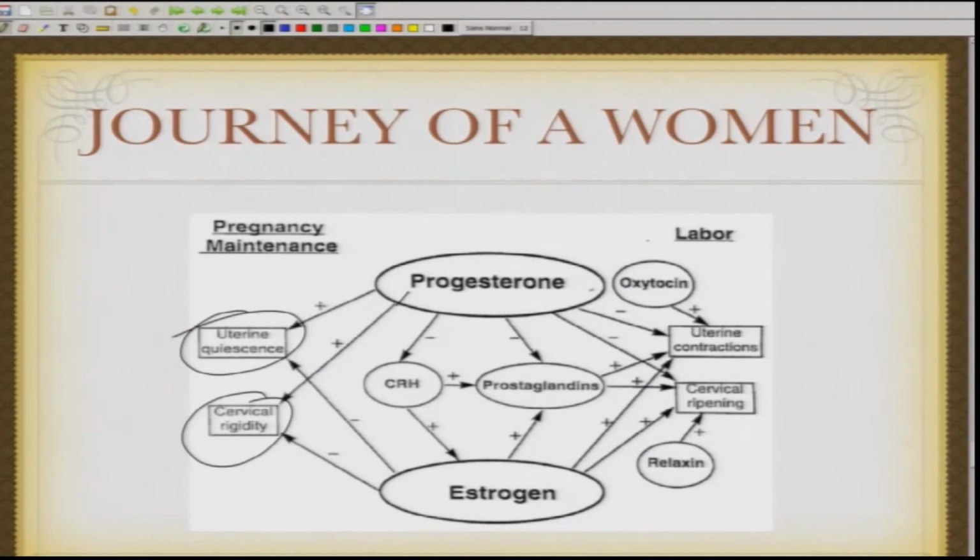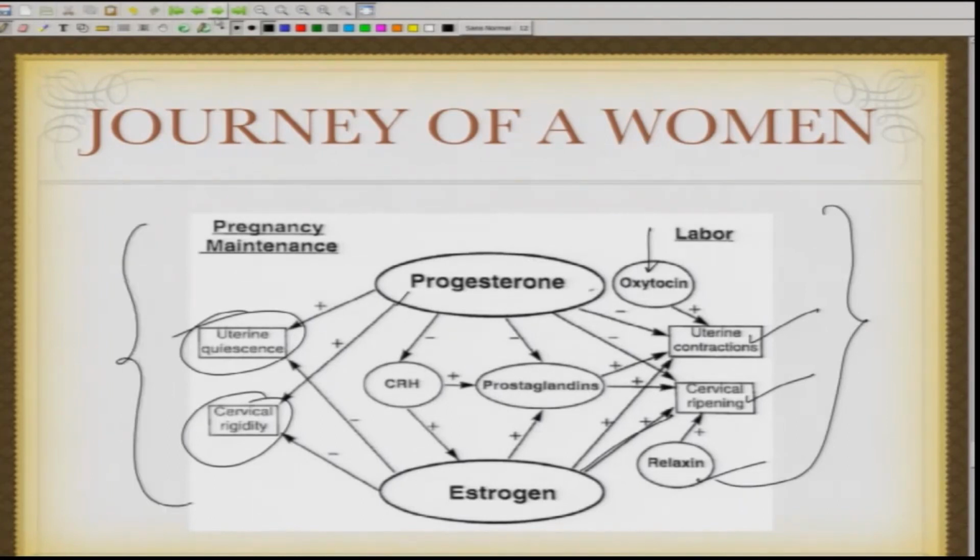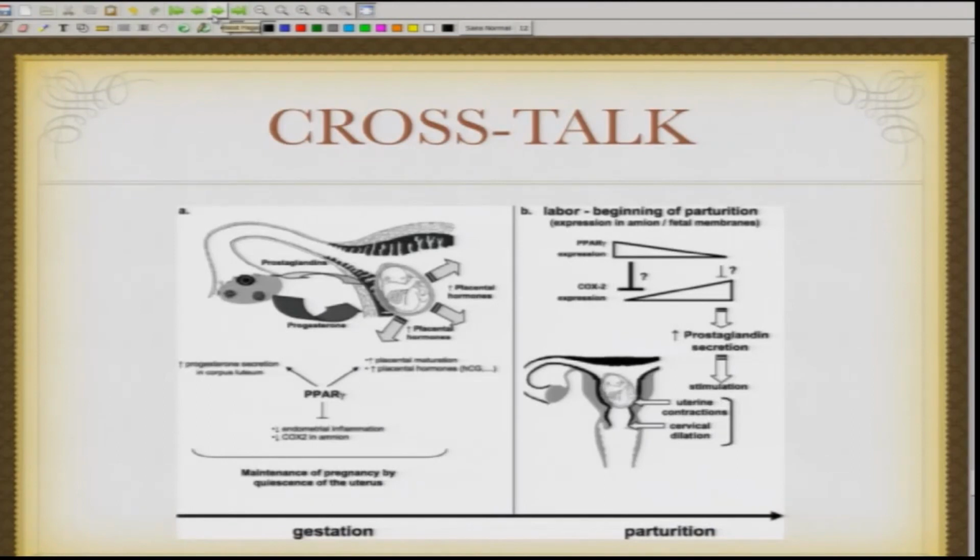And during the labor, the mother's body releases oxytocin, which leads to uterine contraction, cervical ripening by relaxants, and estrogen now comes into play, cervical ripening, whereas progesterone at the time of labor does not have much role, except it has a negative role. So this is the crossplay of different kinds of hormones which are involved in ensuring the childbirth. And this is the crosstalk we talked about, gestation and parturition, labor beginning parturition with the role of COX, and all other different kinds of molecules which are involved in the process.